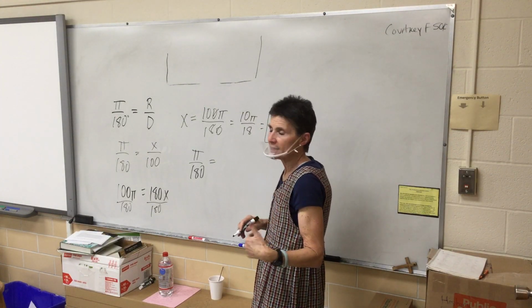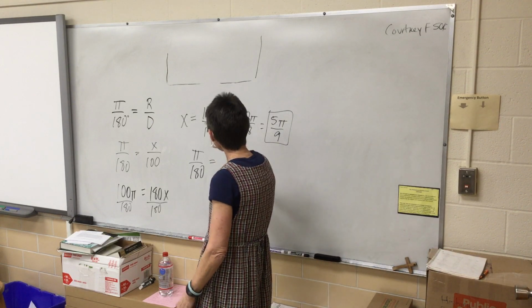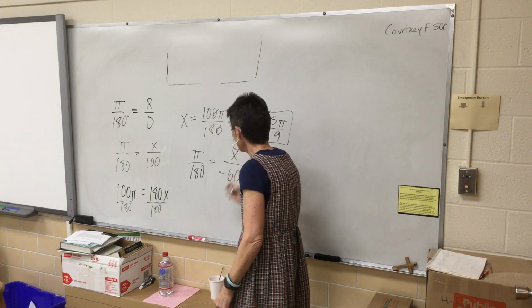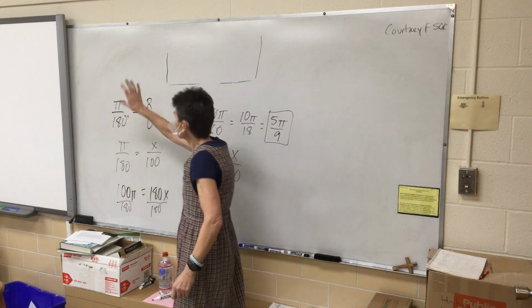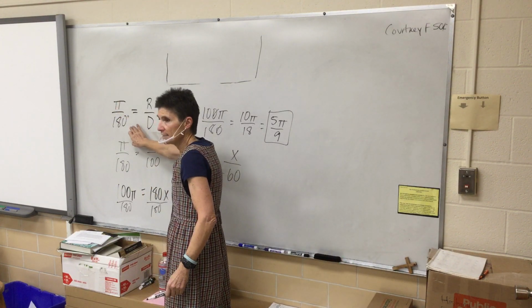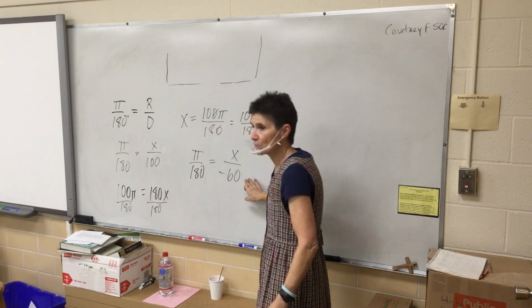Pi over 180 equals x over negative 60. You can't get these wrong if you remember pi over 180 and then radians over degrees.